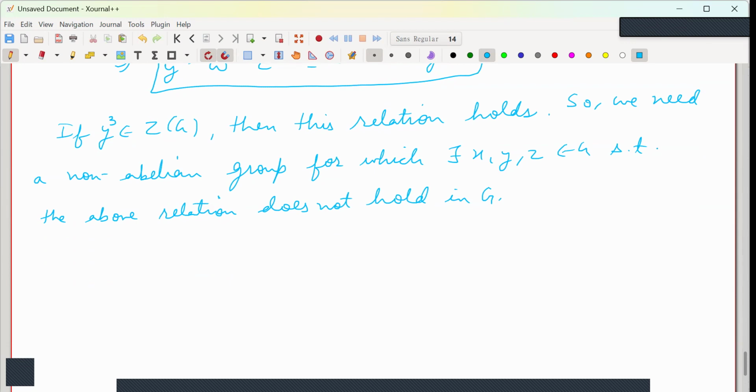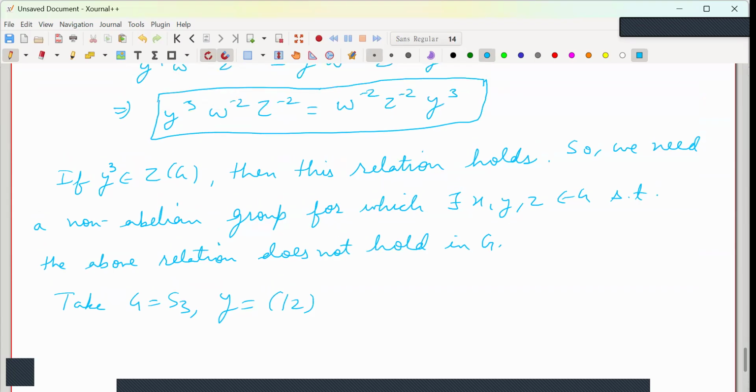Anyway, so take G to be S3 and y to be a 2 cycle, because if we take a 3 cycle, then this will be identity. Or if we start with identity, this will be identity. So that doesn't help us. So let y be just (1 2).